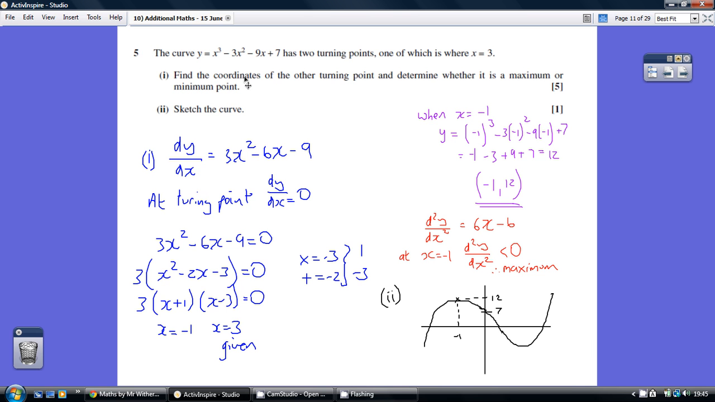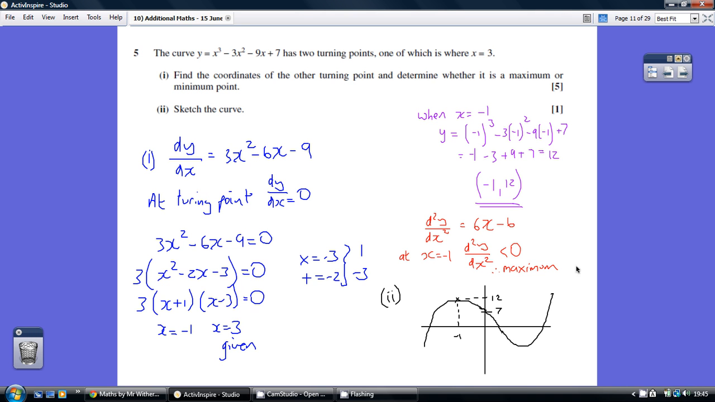So given that x is minus 1, pop this back into the curve itself to work out what the appropriate y value is. So minus 1 cubed, minus 3 lots of minus 1 squared, minus 9 lots of minus 1, add 7, gives us 12. So the coordinate (minus 1, 12) is a maximum.